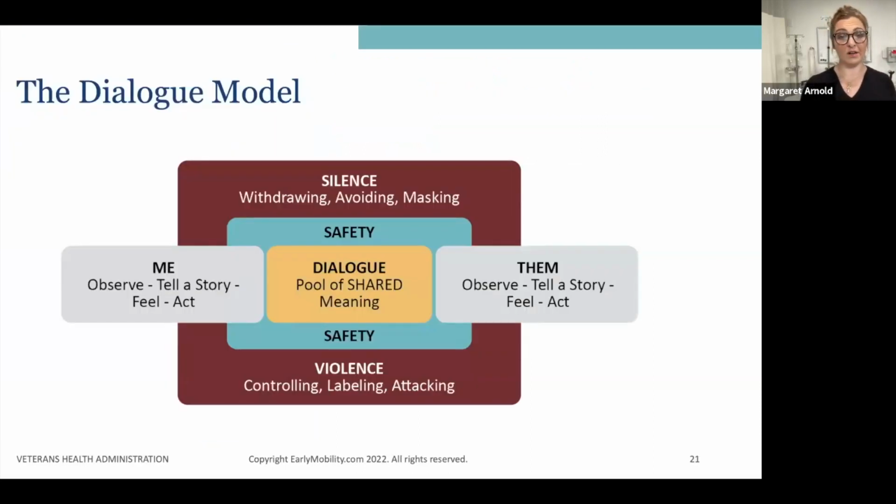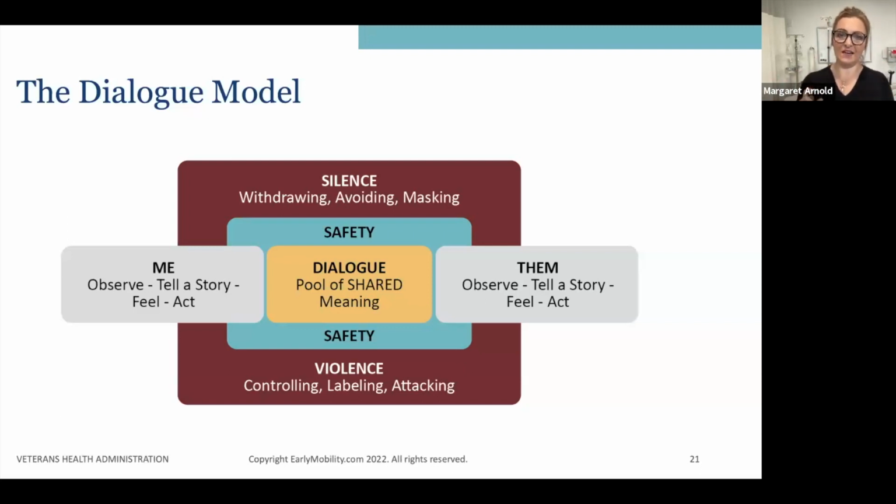The dialogue model is part of this whole crucial conversations model. When we have a pool of shared meaning, when we can both be at the same point and be at a stage where we are in agreement about our beliefs and about what we want the outcome to be, that is what we call the safe zone, where effective dialogue and effective change can happen.